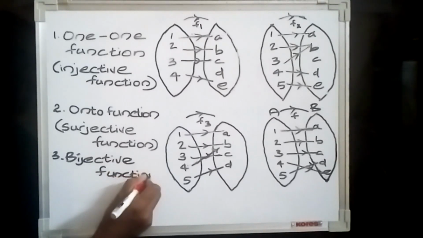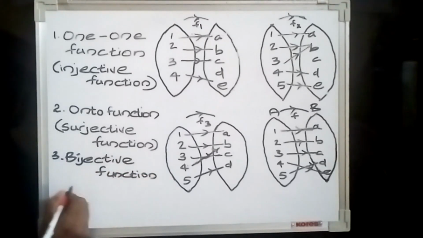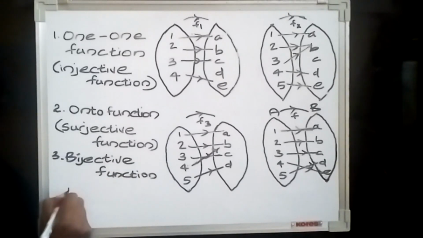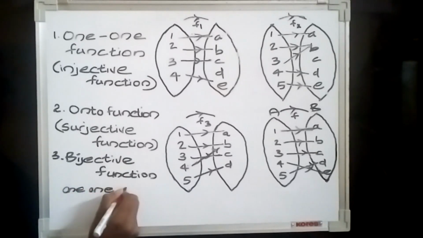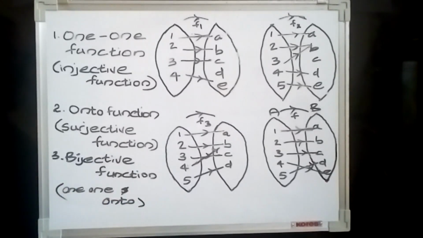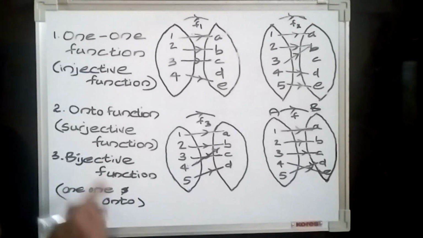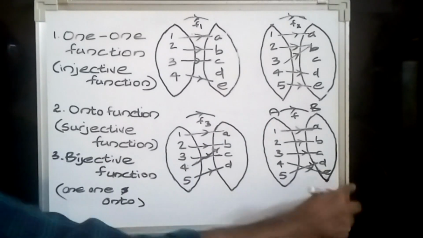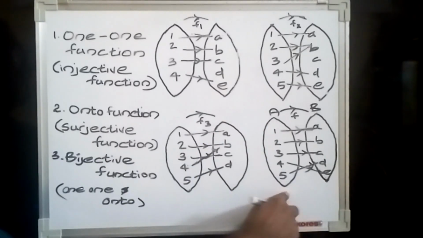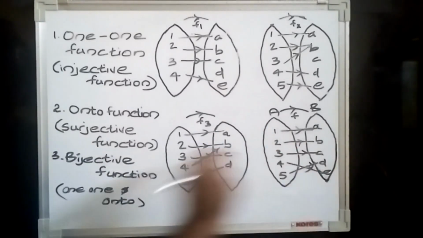A function is said to be a bijective function if it is both one-one and onto. If the function is both one-one and onto, it is called a bijective function. The importance of a bijective function is that we can find a reverse relationship. The fourth function is a bijective function since it is both one-one and onto.